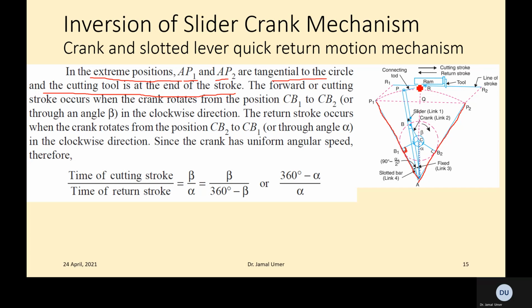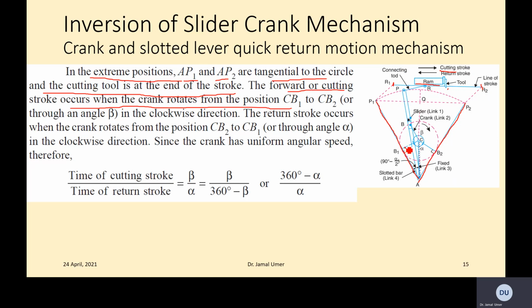So this RAM, at the end of the stroke, we got the forward or cutting stroke. The forward, or cutting stroke, occurs when the crank rotates from position CB1 to CB2. This is an important point actually. So from P1 to P2, or of course from R1 to R2, is the cutting stroke.